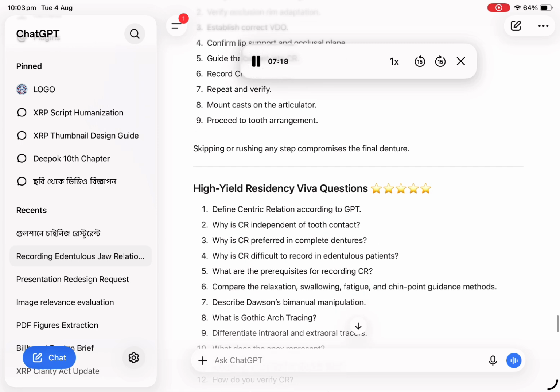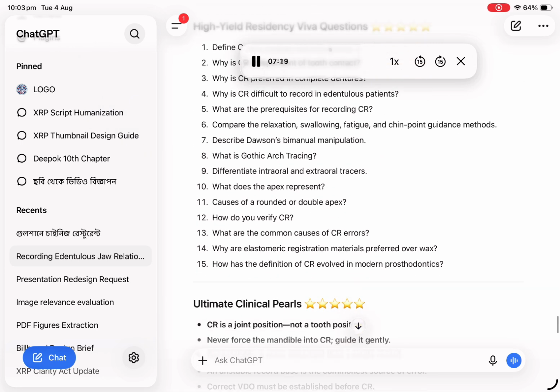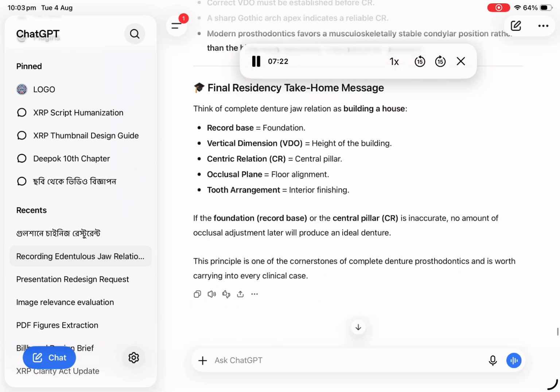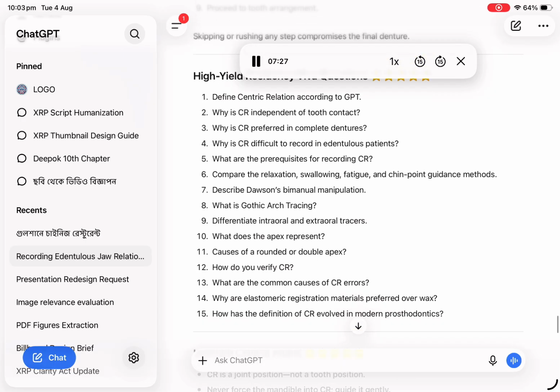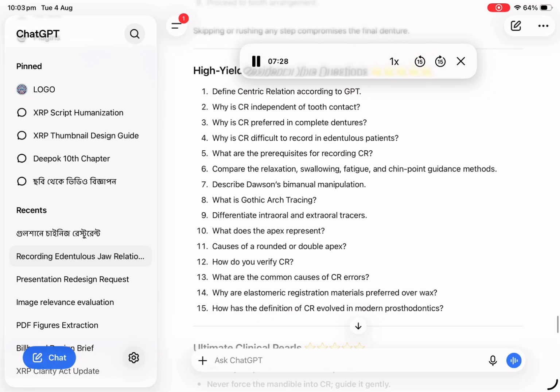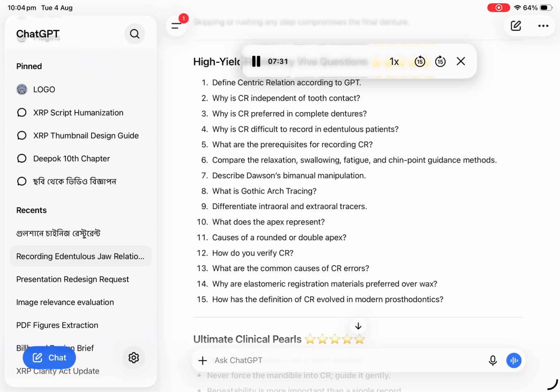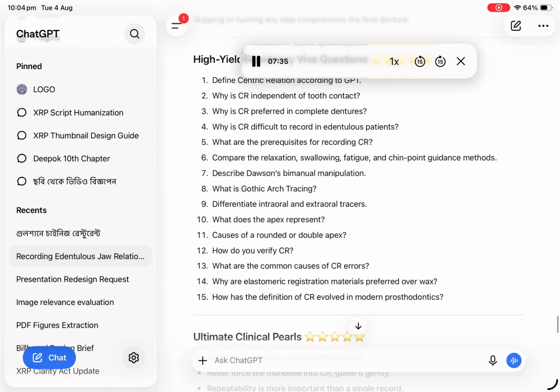High-yield residency viva questions. 1. Define centric relation according to GPT. 2. Why is CR independent of tooth contact? 3. Why is CR preferred in complete dentures? 4. Why is CR difficult to record in edentulous patients? 5. What are the prerequisites for recording CR? 6. Compare the relaxation, swallowing, fatigue, and chin point guidance methods. 7. Describe Dawson's bimanual manipulation.